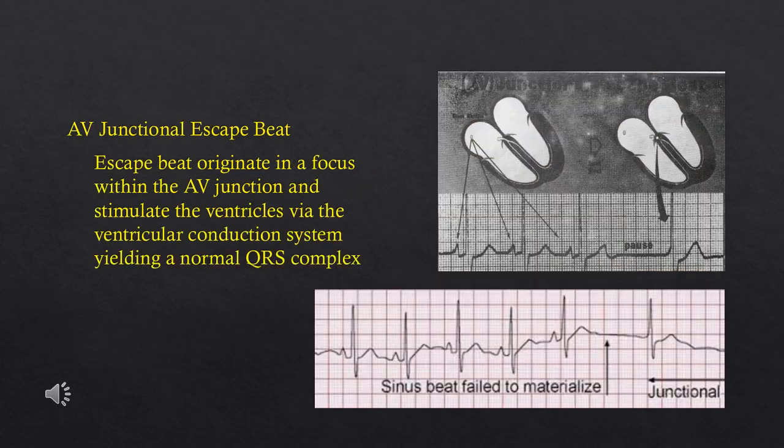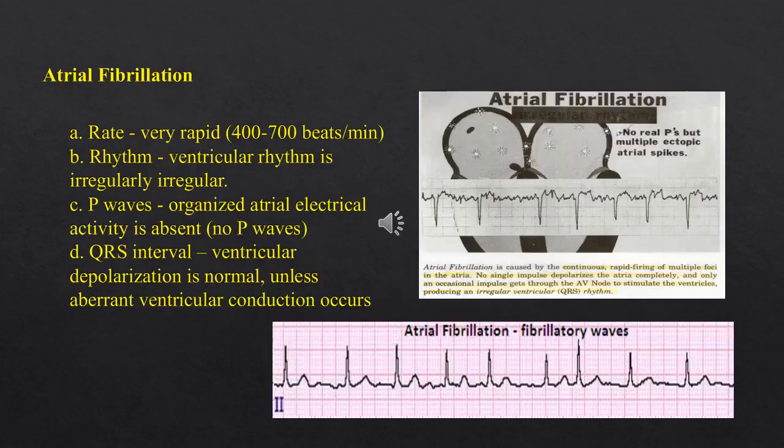AV junctional escape beat originates in a focus within the AV junction and stimulates the ventricle via the ventricular conduction system, yielding a normal QRS complex. Atrial fibrillation is characterized by a very rapid rate, an irregular ventricular rhythm with no discernible P wave.